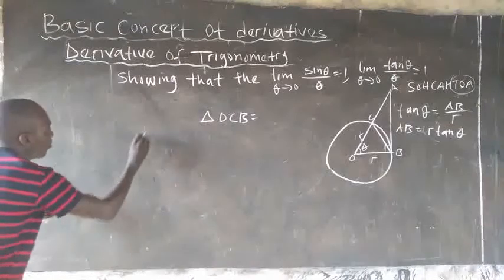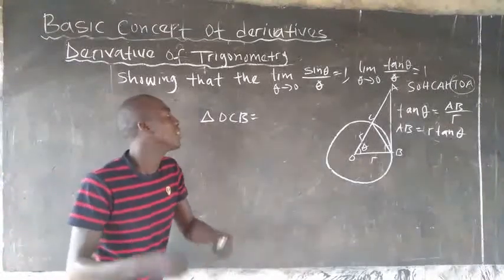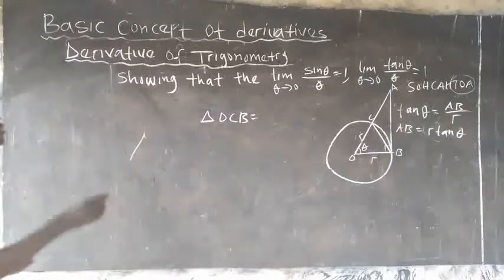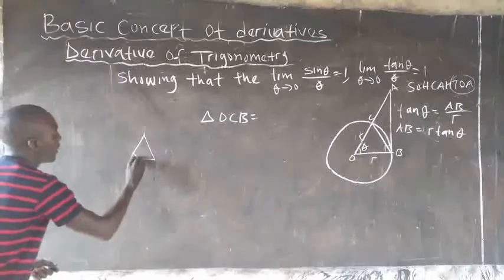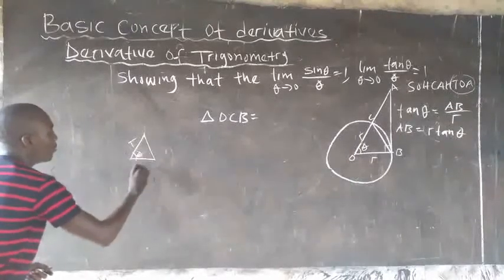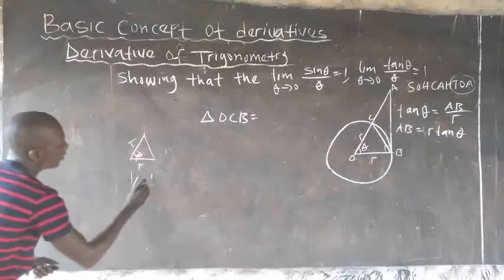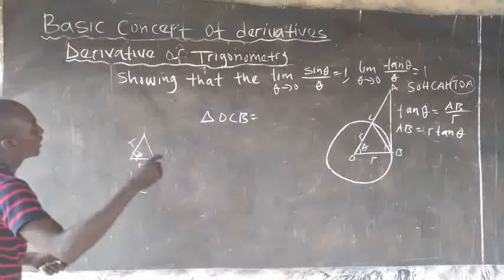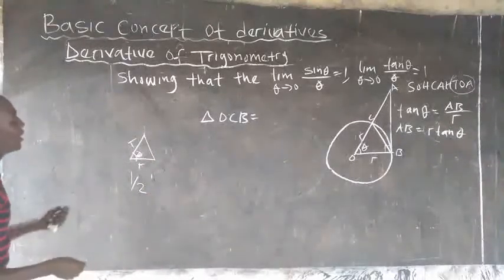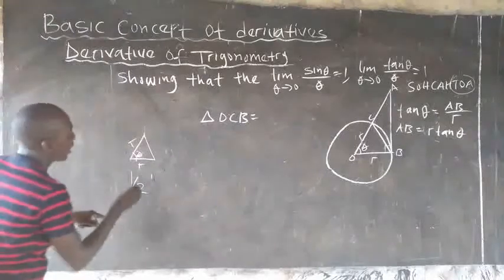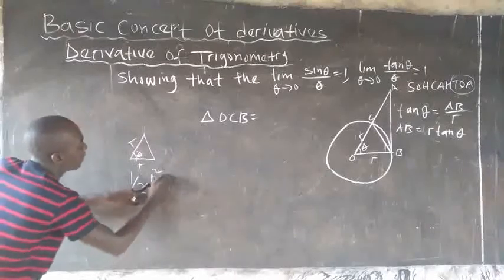we have various formulas for calculating the area of a triangle. But here, when you have an angle between two sides, we consider half base times height. But here it has an angle between the two sides, so it will be half r times r, which is half r squared sine theta.